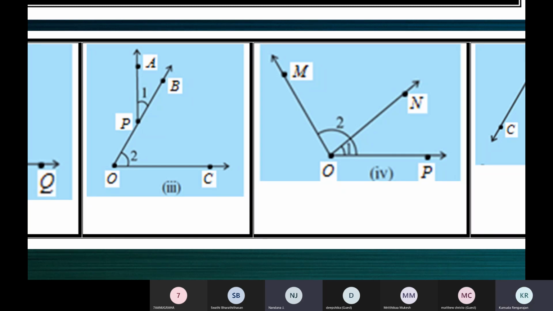So do they have a common vertex, 1 and 2? Yes, ma'am. O is the common vertex. Correct. Which are the arms of angle 1?